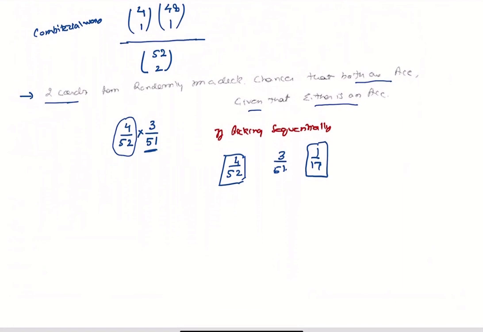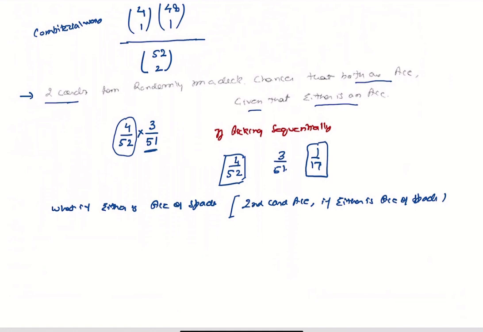Now if you ask a question that what if either is ace of spade, it's really asking just the same thing, the probability of the second card being an ace if either is ace of spade.